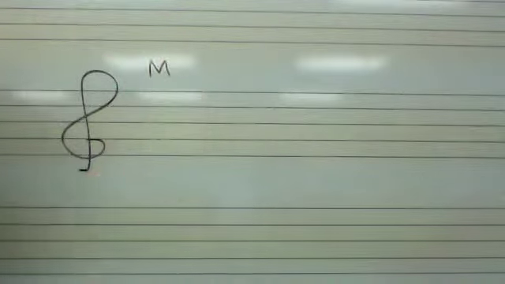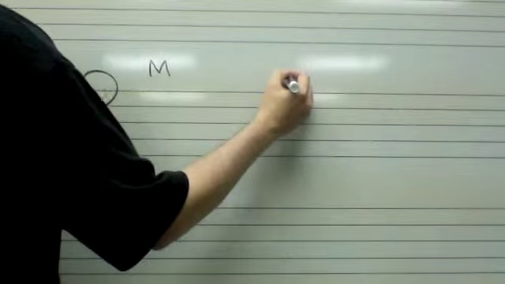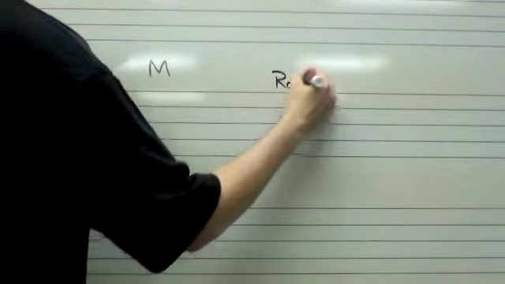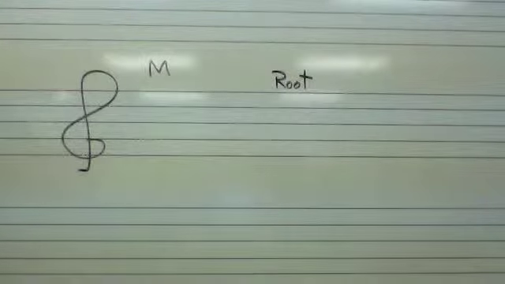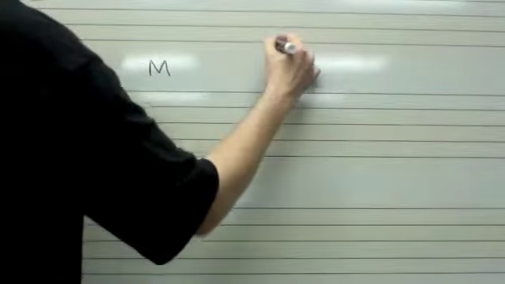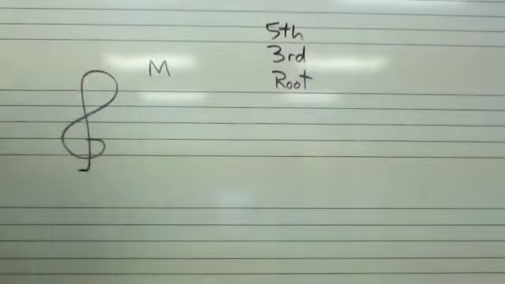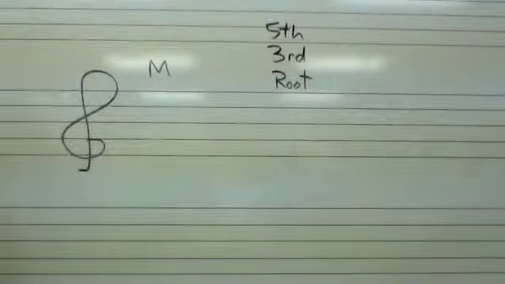First, I'm going to show you how to recognize and how to spell a major triad. So this is going to be major, the abbreviation for major being the uppercase M. There are three notes involved in a triad. There's a root. It's called the root because that's what everything grows from. Everything else in the triad is based off of the root. There's the third, and there's the fifth. There's always a root, a third, and a fifth in a triad.